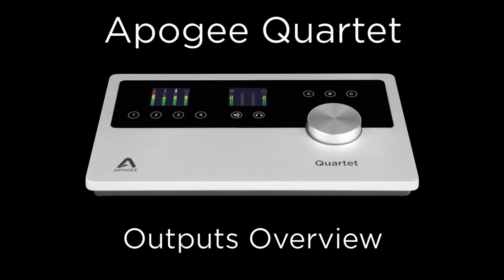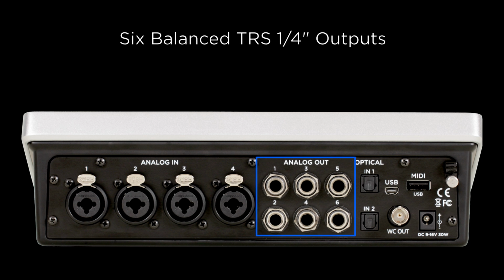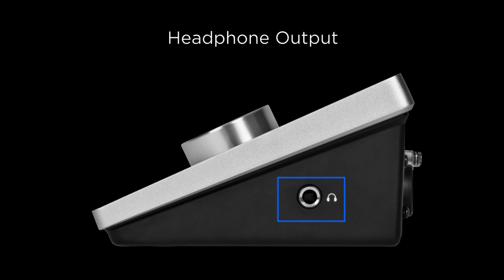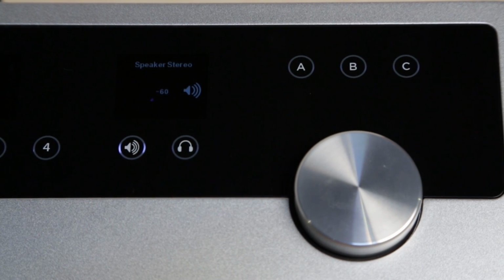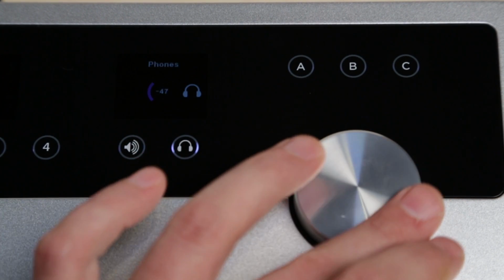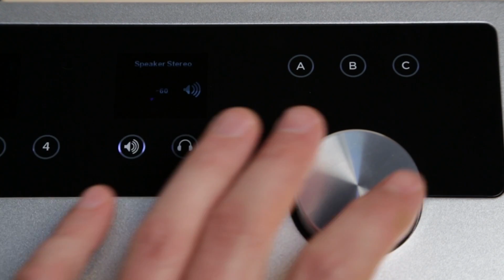In this tutorial, we will cover the Quartet outputs and how they can be controlled on both the front panel and in Maestro. Quartet has a total of 8 outputs, 6 on the back that are balanced quarter inch, and a headphone output on the side. On Quartet's front panel, you will notice 2 soft buttons, one with a speaker icon and another with a headphone icon. When selected, you can control either one with Quartet's encoder knob.